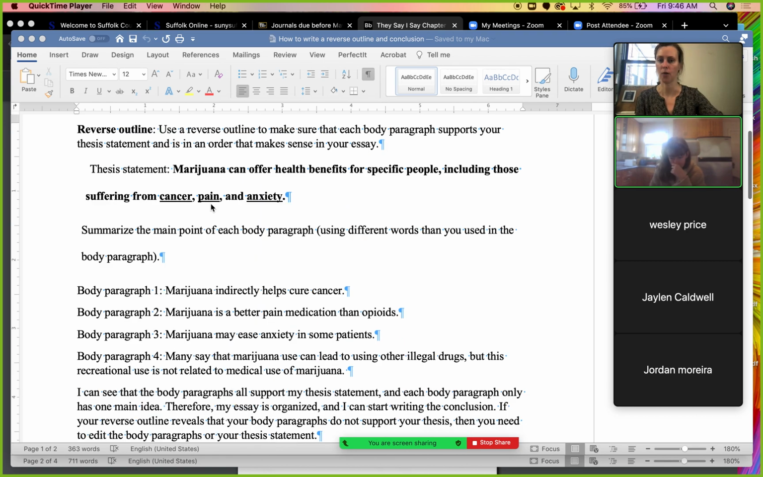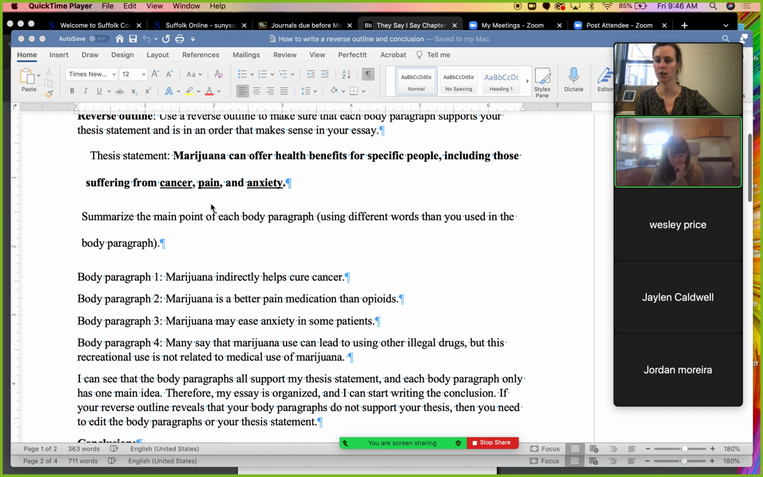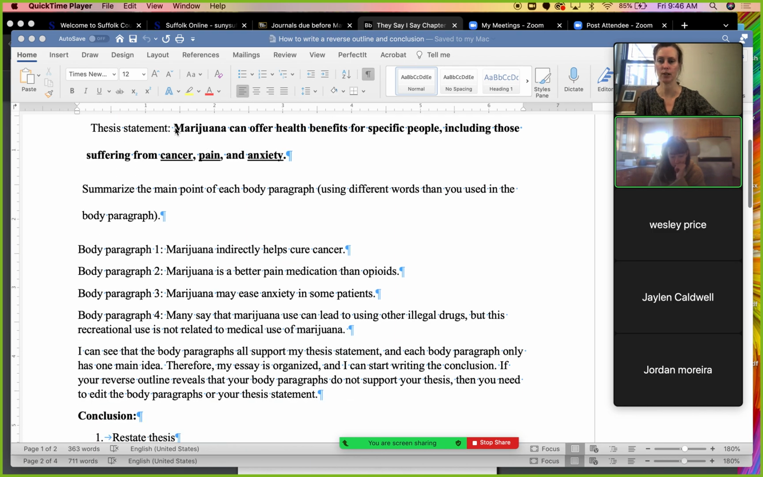So the reverse outline does two things. It allows you to quickly check the structure of your essay, and it also helps you start building your conclusion. So the first thing you're going to do is just refresh your memory about your thesis statement. When I do this, I actually like to write my thesis statement down on the reverse outline page. And this reverse outline page, you can write it on anything. You can use an index card. It's not something that you're going to actually put into your essay. I mean, you're going to use it to build your conclusion, but the reverse outline is just a tool.